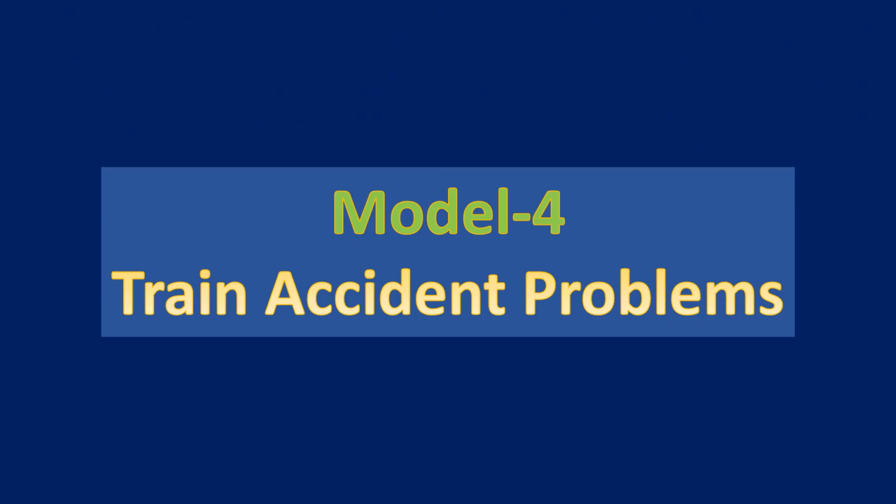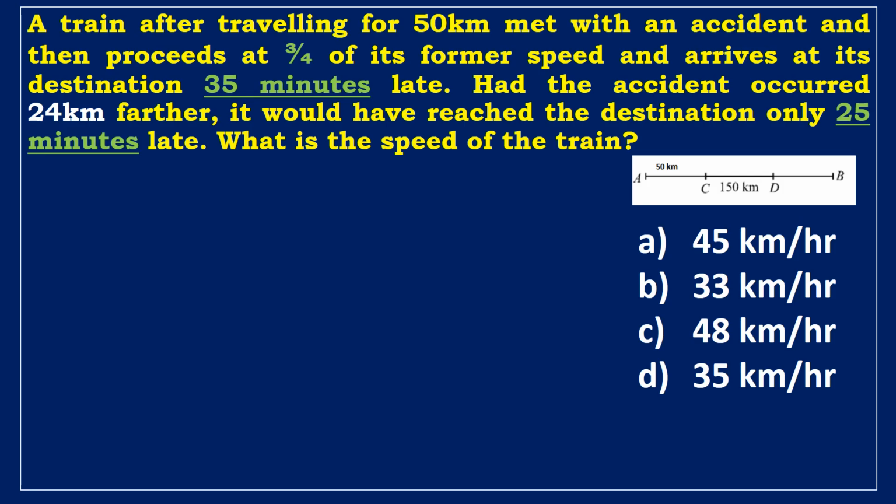Model 4. Train accident problems. Example 1. A train after traveling for 50 kilometers met with an accident and then proceeds at 3/4 of its former speed and arrives at its destination 35 minutes late. Had the accident occurred 24 kilometers farther, it would have reached the destination only 25 minutes late. What is the speed of the train?